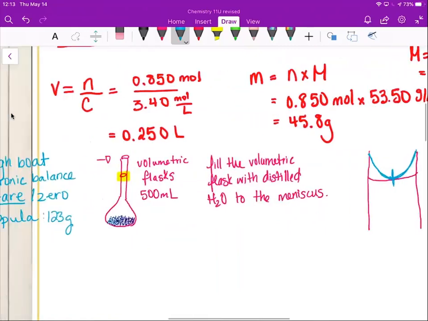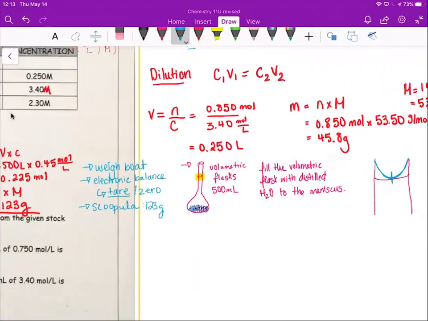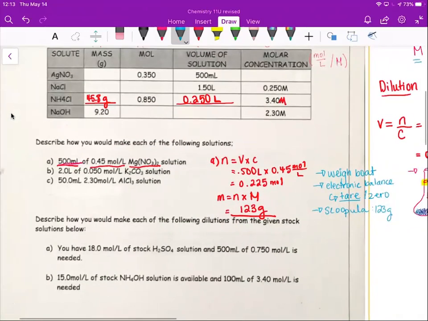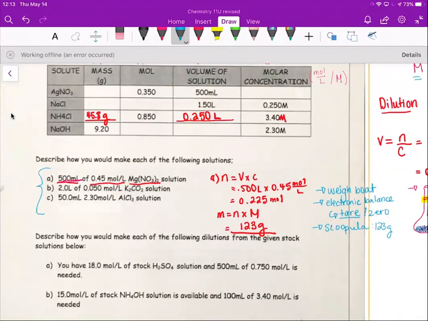Okay, so these questions here are about thinking about the equipment, the procedure, and also safety. You know, you should be wearing goggles. We don't really make you work with anything too dangerous, but that's what these questions are about.